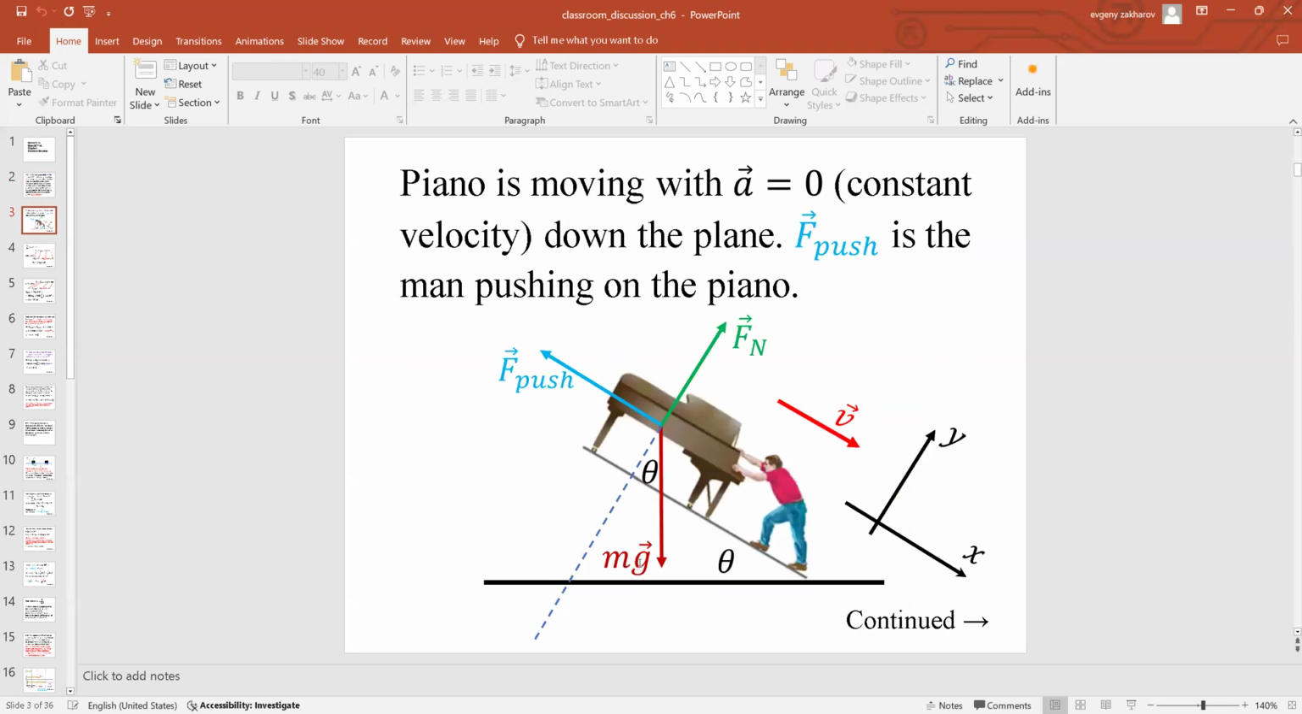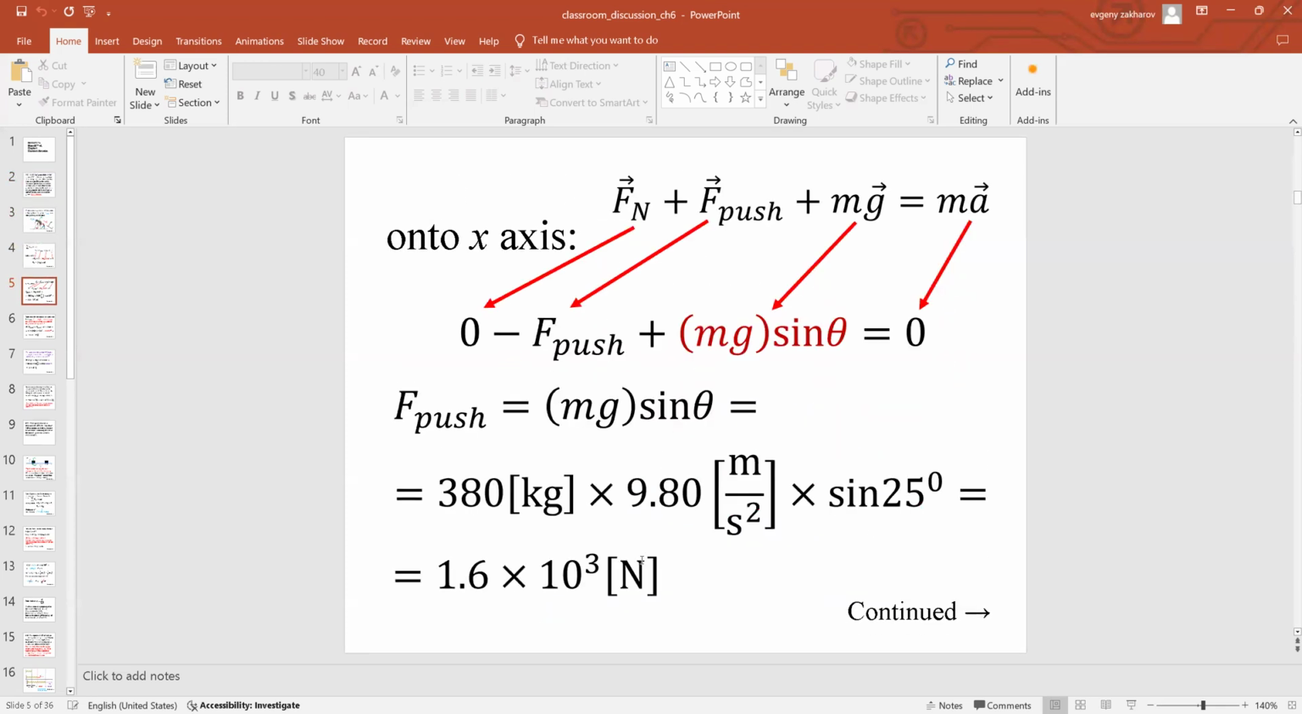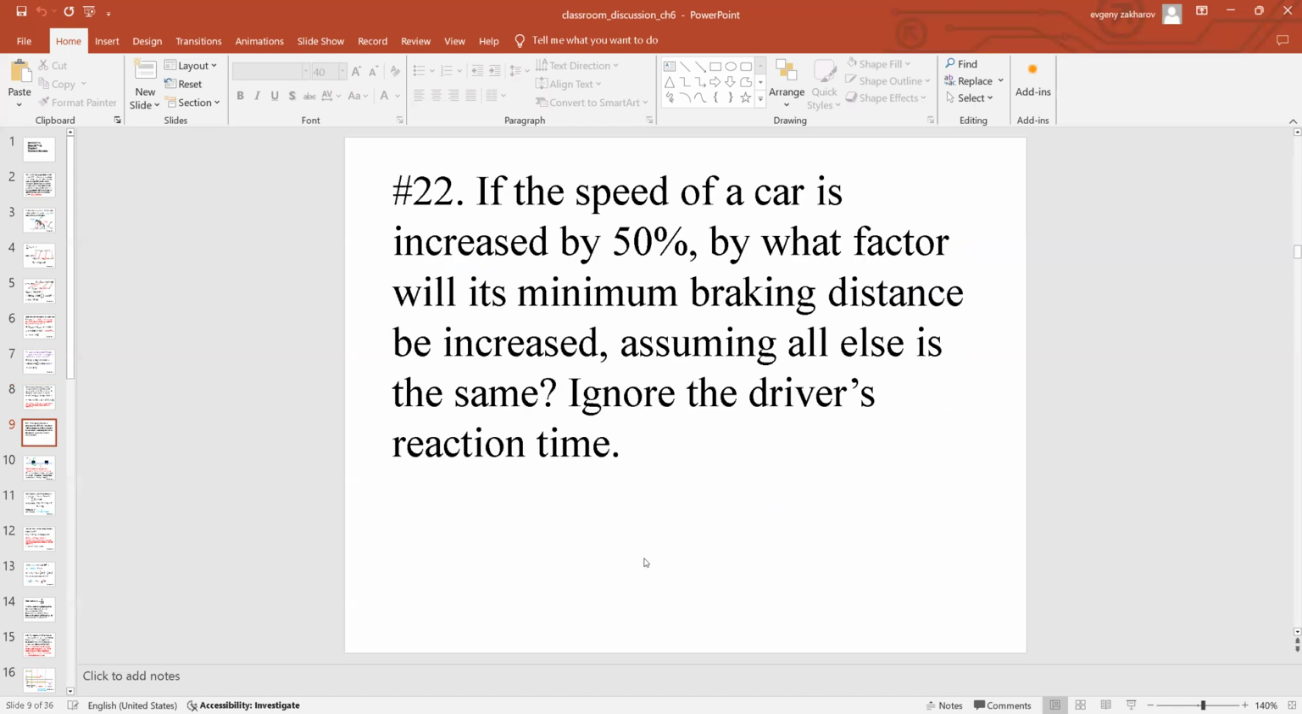So yeah, that's the problem. Moving on to the next one. We got a car that is increasing its speed by 50%. By what factor will the braking distance increase if everything else is the same?